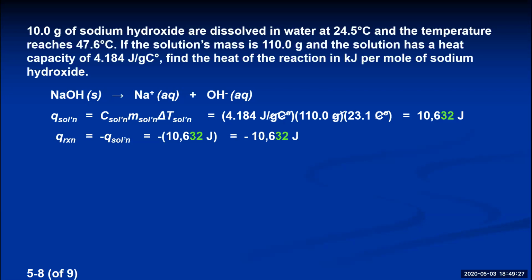That number in and of itself is not very informative. If we want to make it informative, we've got to divide it therefore by the moles or the mass of a reactant or product in our equation. And in this case, we want to know what the value is per mole of sodium hydroxide.